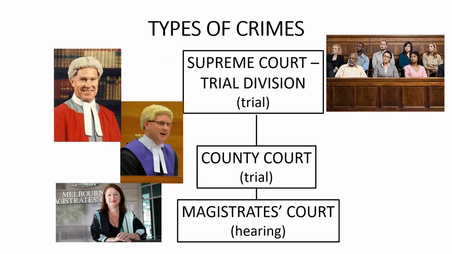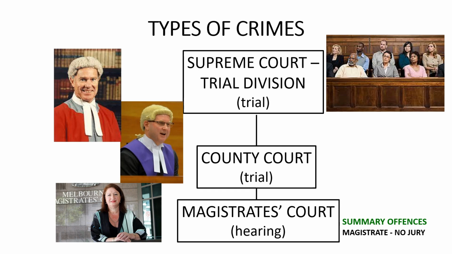By way of summary, this slide sets out the hierarchy of courts in Victoria and the types of criminal offences that they can deal with. As we've seen, the Magistrates Court deals with summary offences. In the Magistrates Court, there is no jury, and it is for the magistrate to determine whether the accused is guilty or not guilty of the summary offence. If the magistrate decides that the accused is guilty of the summary offence, then the magistrate must go on to decide what punishment to impose on the accused for committing that summary offence.